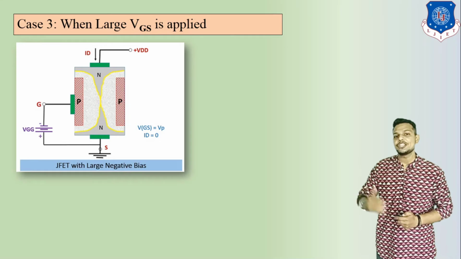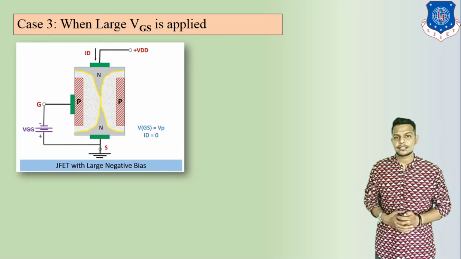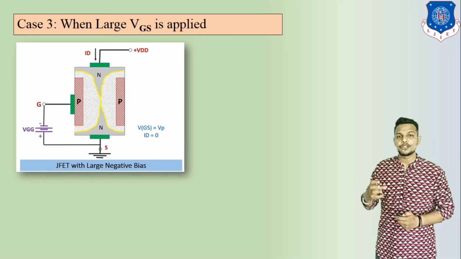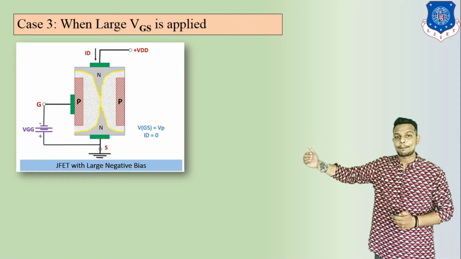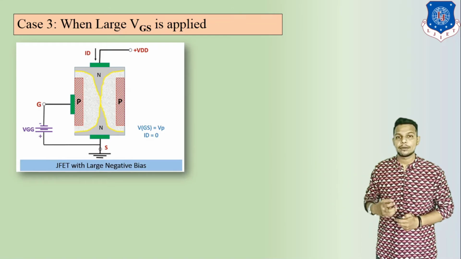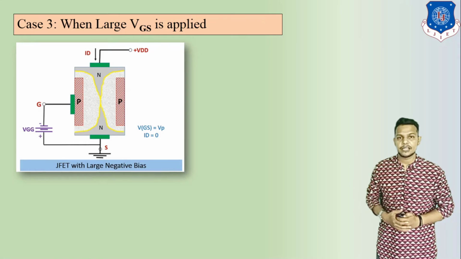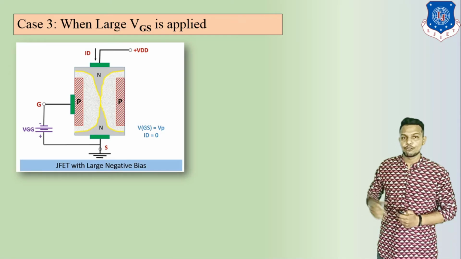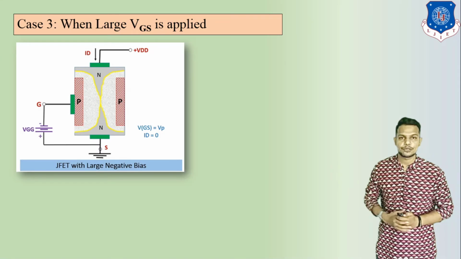Now let us discuss case number 3. When a large VGS is applied, that means if we apply more VGS here, the depletion region of the other side touches the depletion region of the front side. That means no gap remains in the N channel. It means if you increase your VGS on the negative side, then the flow of ID becomes reduced.